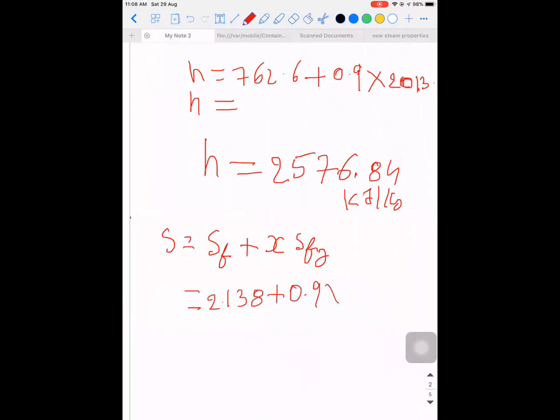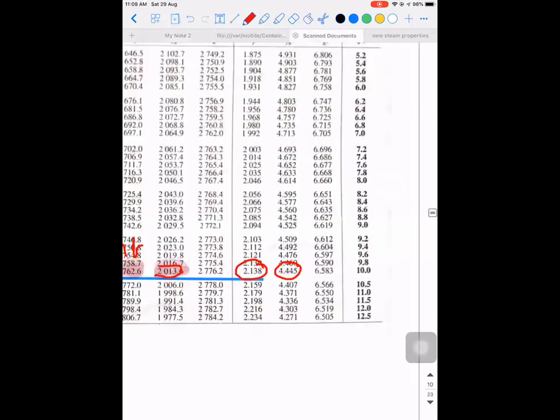0.9 into, what is SFG, sir? 4.326. What is SFG? Every time I have to move on. 4.445. I would like to have the answer from all the people, sir.